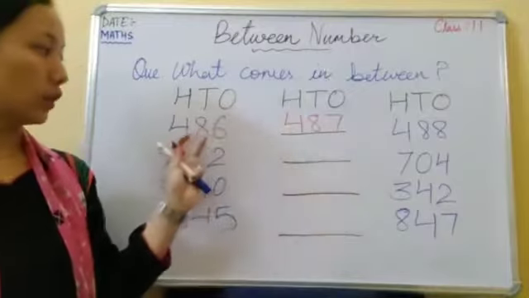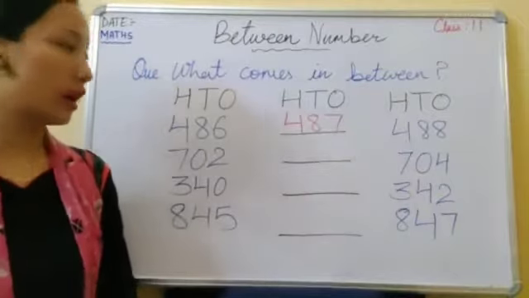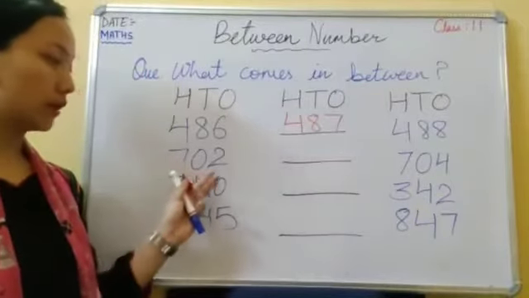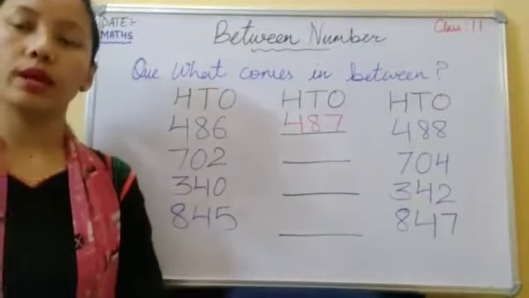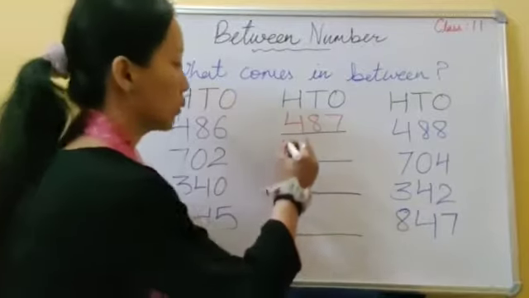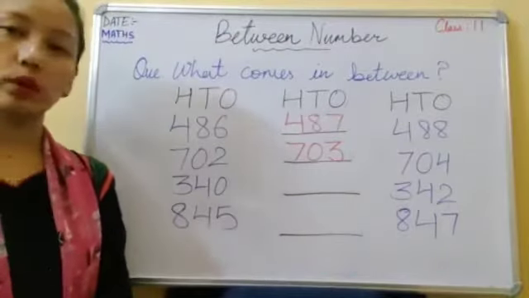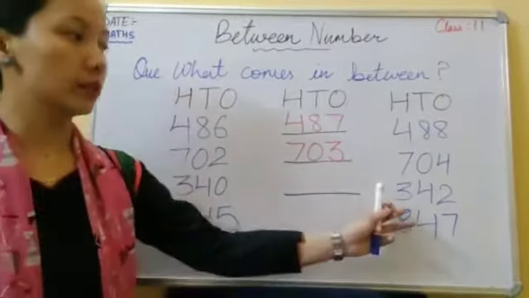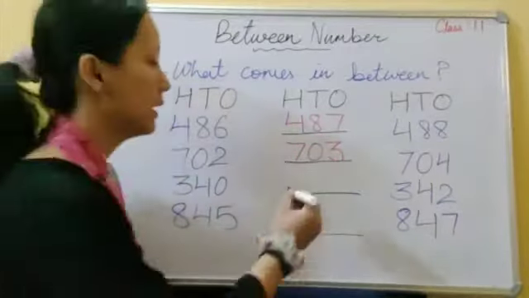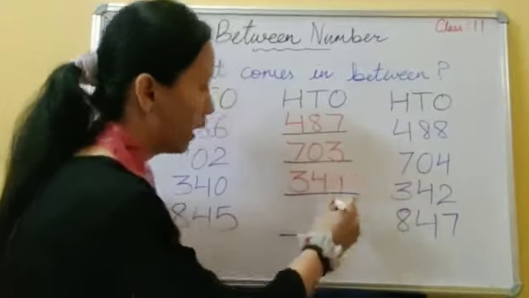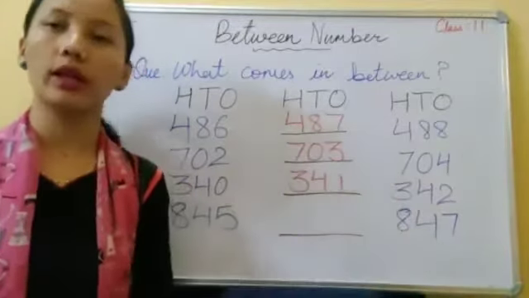487 comes in between 486 and 488. Right? Next, what comes in between 702 and 704? What comes after 702? Yes, 703. So write 703. Good. Next, what comes in between 340 and 342? Yes, 341. So write 341. 341 comes in between 340 and 342.